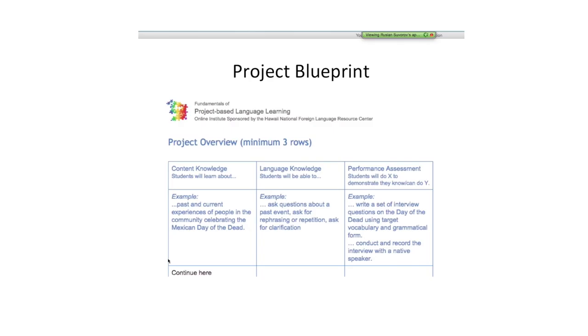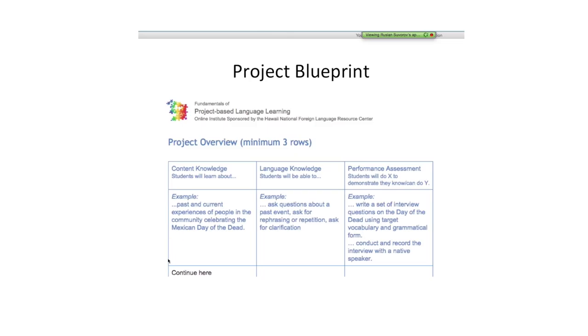Okay, so one of the primary goals of language education in general is to help learners improve their language knowledge. And when PBL is implemented in the language learning context, the development of learners' language knowledge becomes the focus of the project alongside the development of their content knowledge. And this dual goal is reflected in the project overview table, which you can find in the project blueprint.